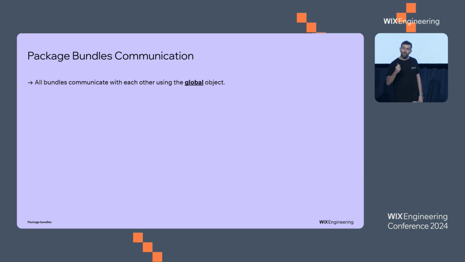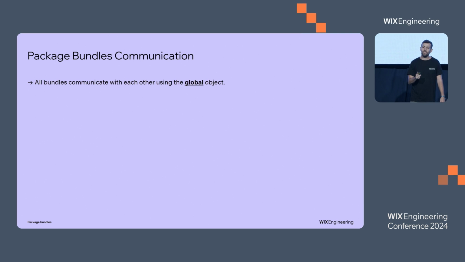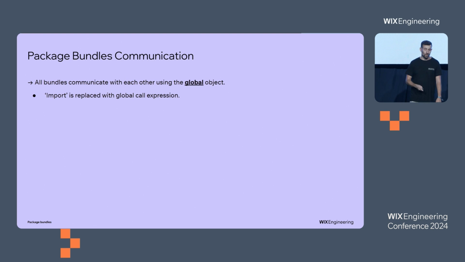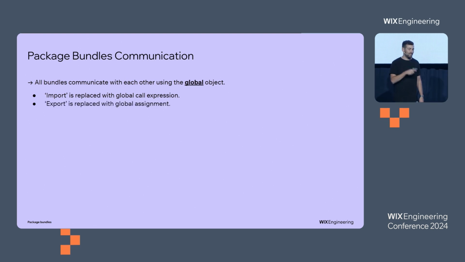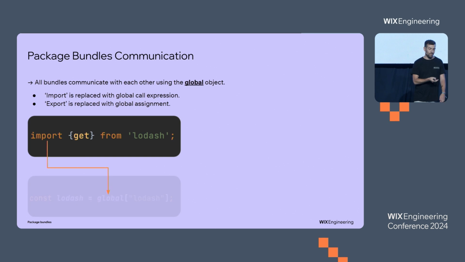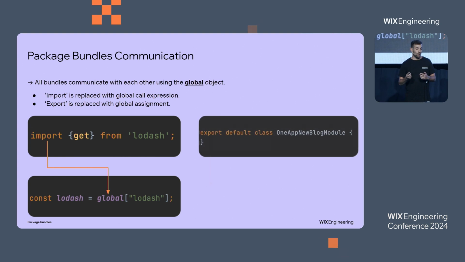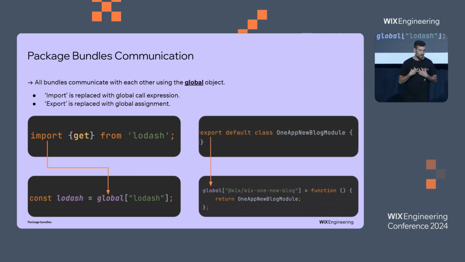The secret for the communication is the global object. There is one thing that's shared between different bundles, and it's the global object. So we can replace import with a global call expression, and replace export with a global assignment. For example, if you have an import from Lodash, now I'm taking Lodash from the global. And in the same way, if I want to export my module, now I'm assigning my module on the global.